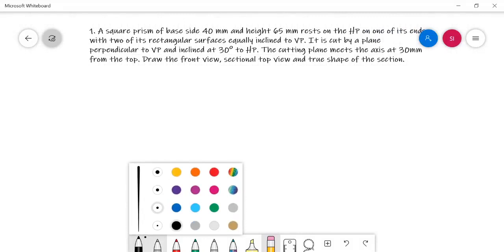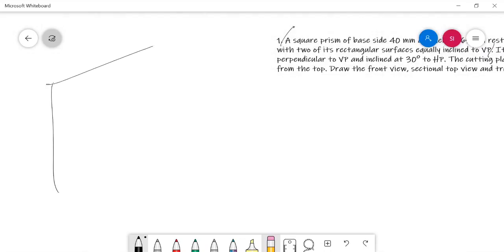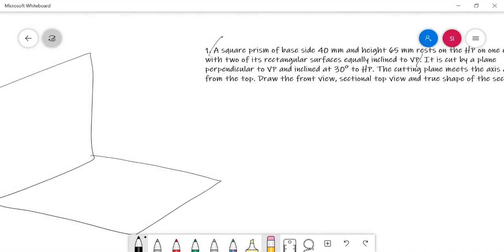So in this problem, the solid given is a square prism, and that square prism is going to rest on HP by one of its ends. In the meantime, two of its rectangular surfaces are equally inclined to VP. So simply we can understand that the solid is going to rest on HP by its base. In the meantime, how is the base resting? After resting, you have to maintain two of its rectangular surfaces equally inclined to VP.